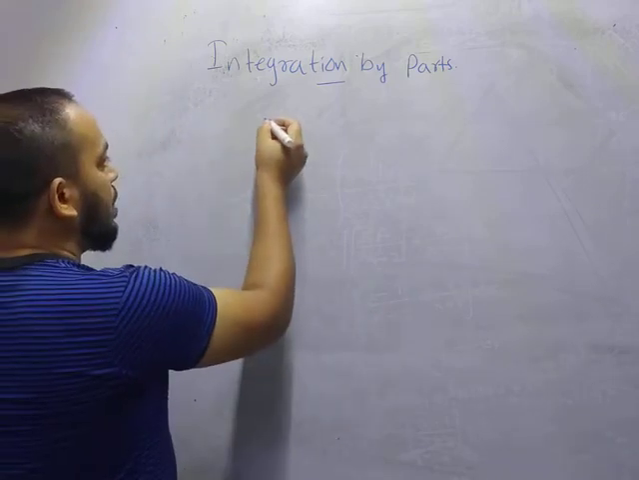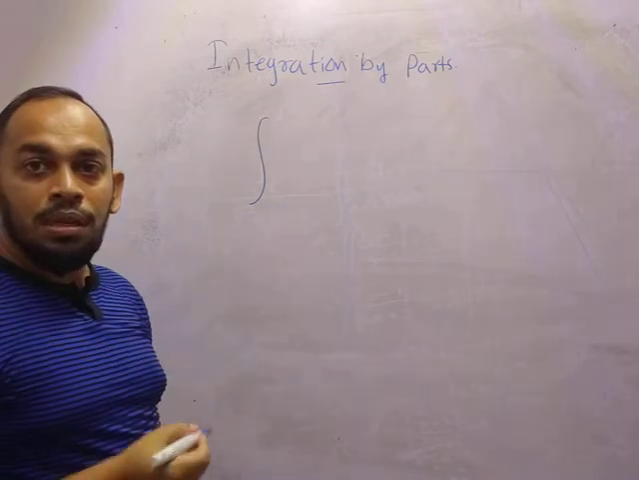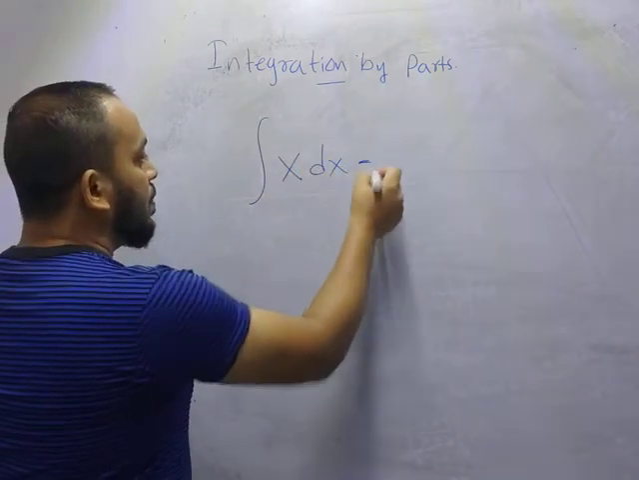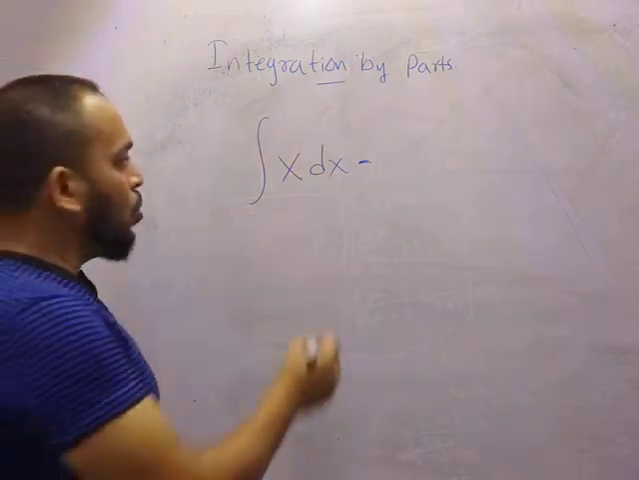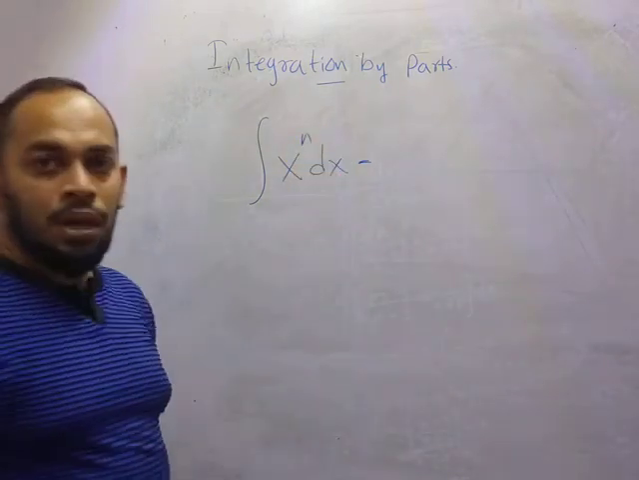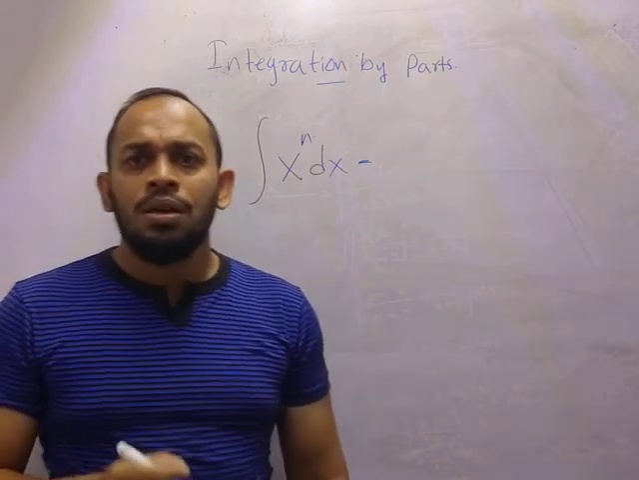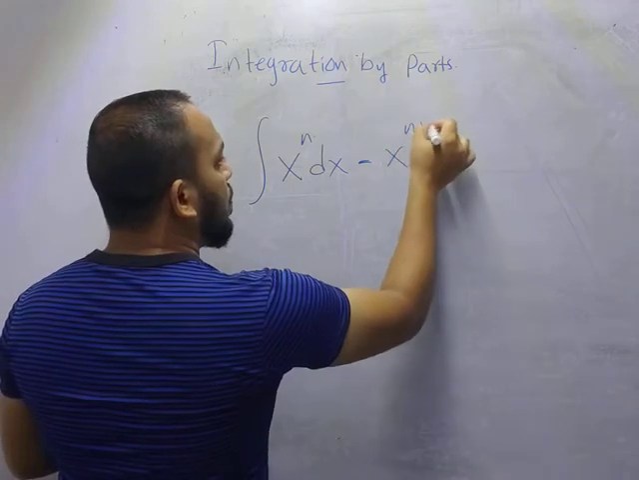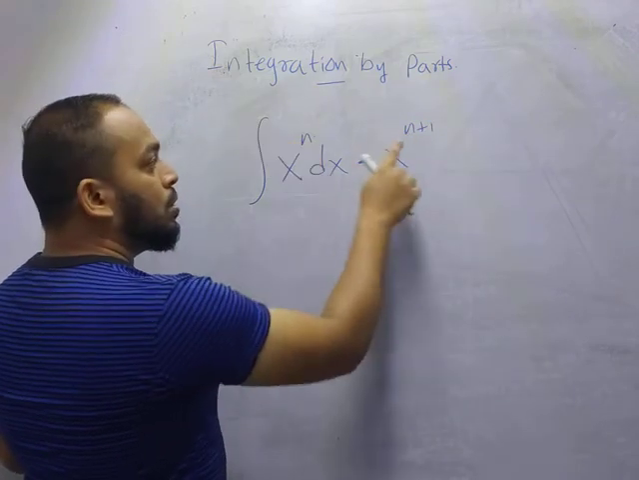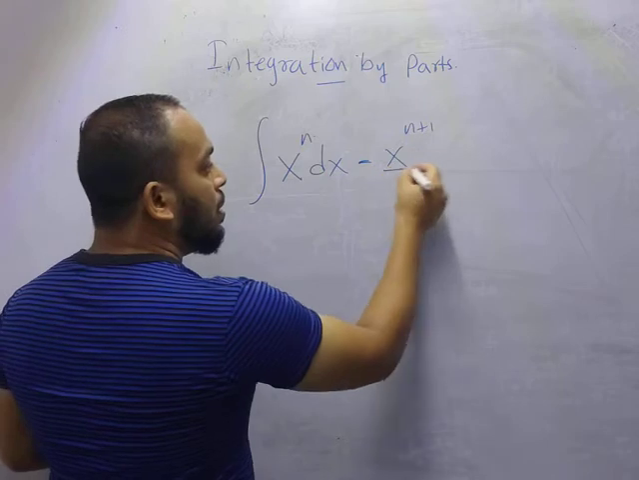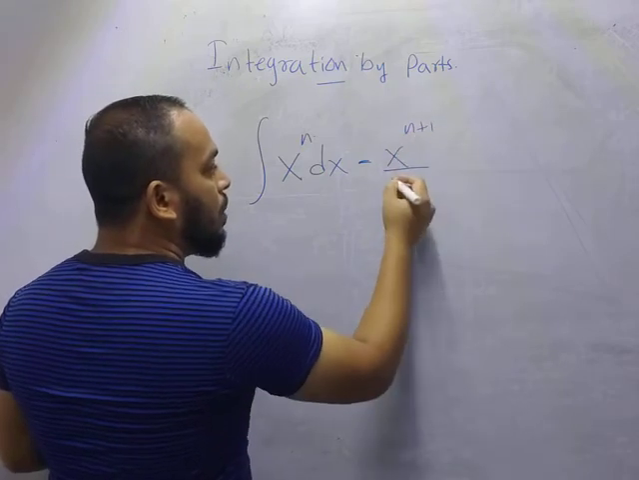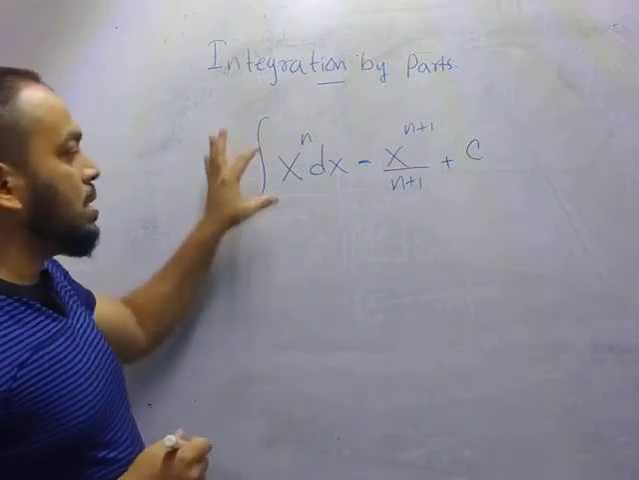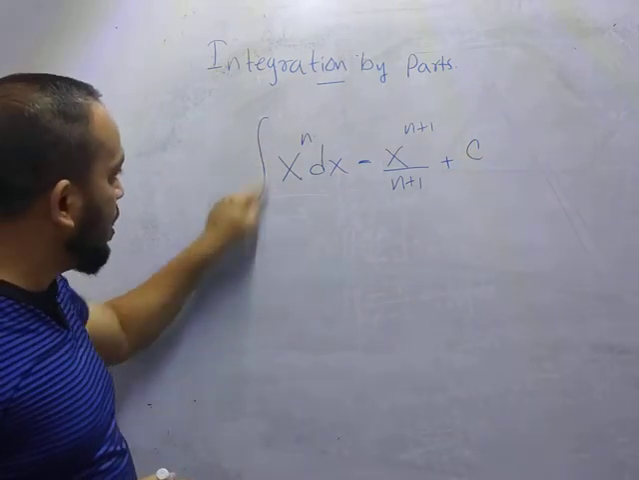Now suppose we have an integral like this. You have seen the basic integrals, integral of x dx. Let me make it more general, x to the power of n, one of the basic integrals. So what was the answer? The answer is x to the power of n plus 1, you add 1 to the index, then you divide by this, plus an integration constant if this is an indefinite integral. That means you don't have any limits here.